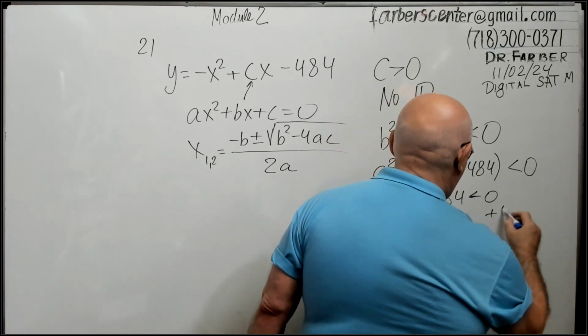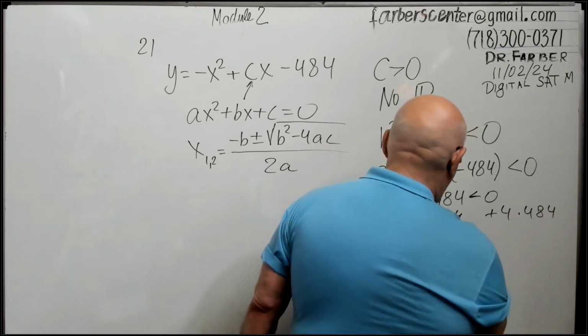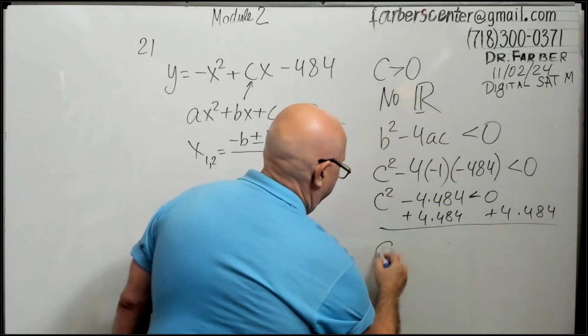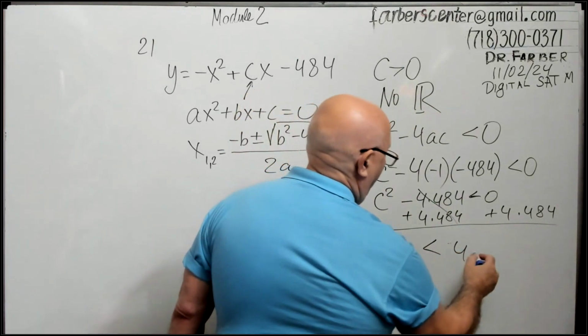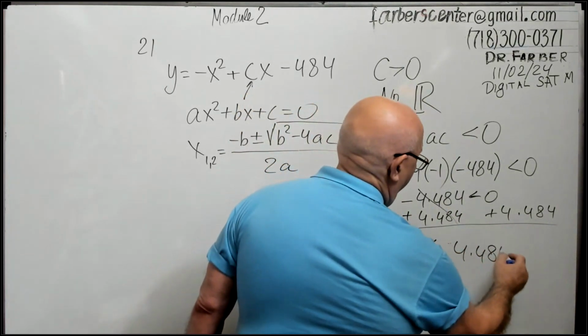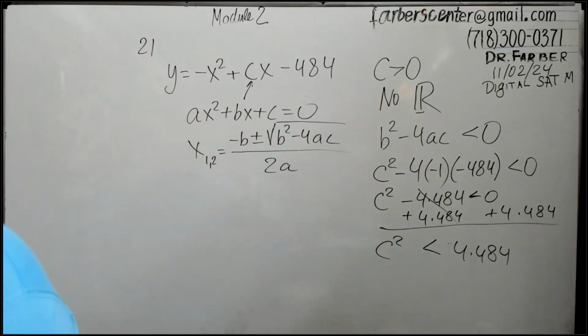And I add 4 times 484 to both parts. What will I get? I get c squared less than 4 times 484. So far so good. To understand this 100%, raise your hand. Who has questions? No questions, right? Okay, good.